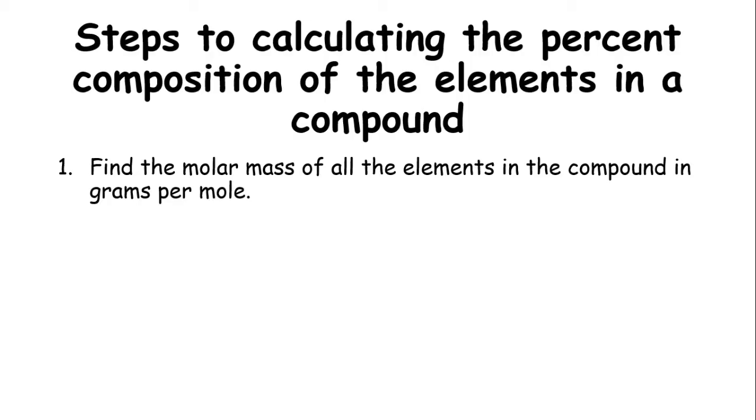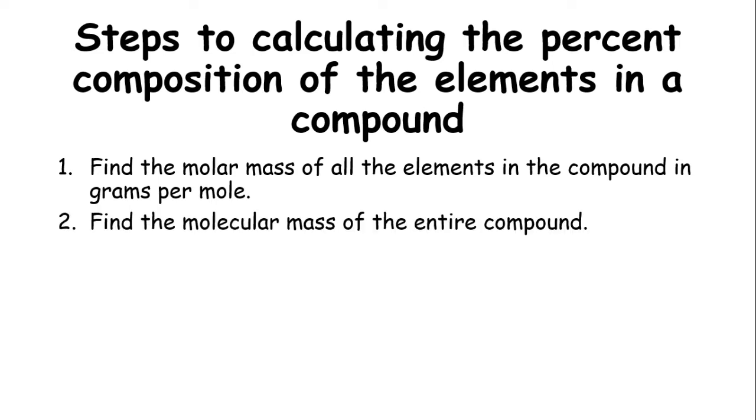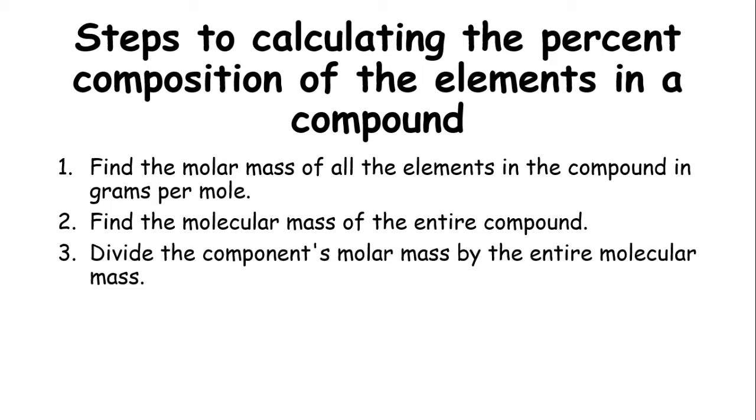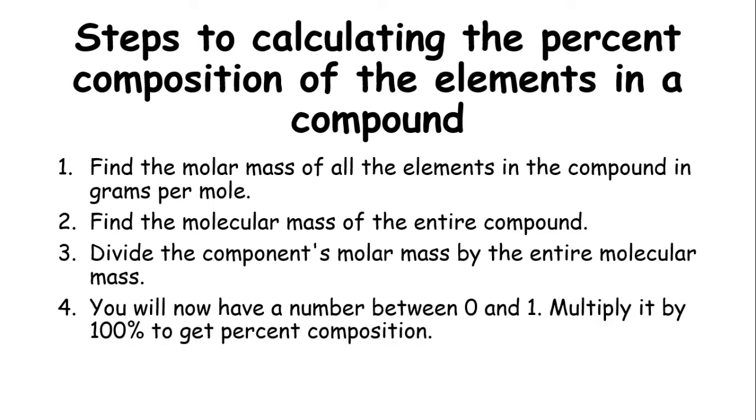First, you have to find the molar mass of all the elements in the compound. Okay, so this is in grams per mole. Next, find the molecular mass of the entire compound. Again, you need to use the periodic table here. And third, you have to divide the component's molar mass by the entire molecular mass. Lastly, you have to get the percentage by multiplying by 100.